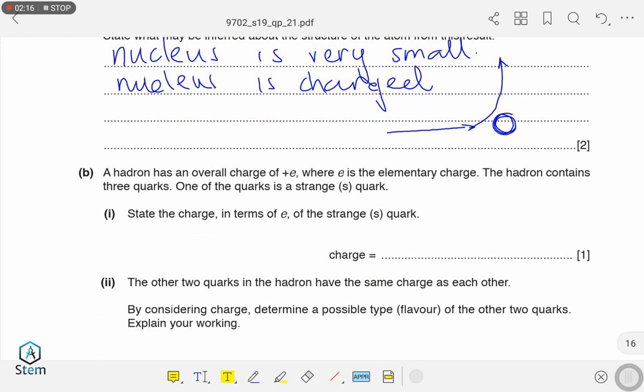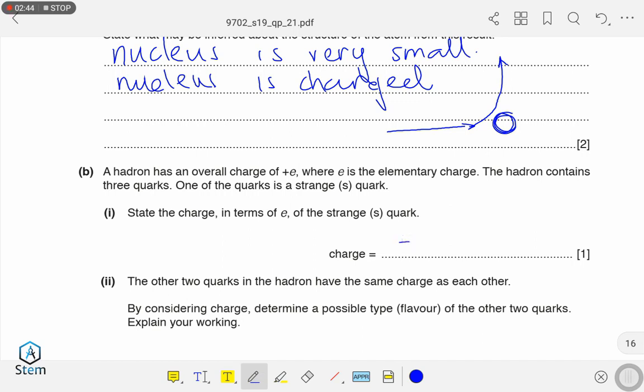A hadron has an overall charge of plus E, where E is the elementary charge. The hadron contains 3 quarks. One of the quarks is a strange quark. State the charge in terms of E of the strange quark. Okay, so the charge of the strange quark is minus 1 over 3 E. That is the charge of the strange quark.